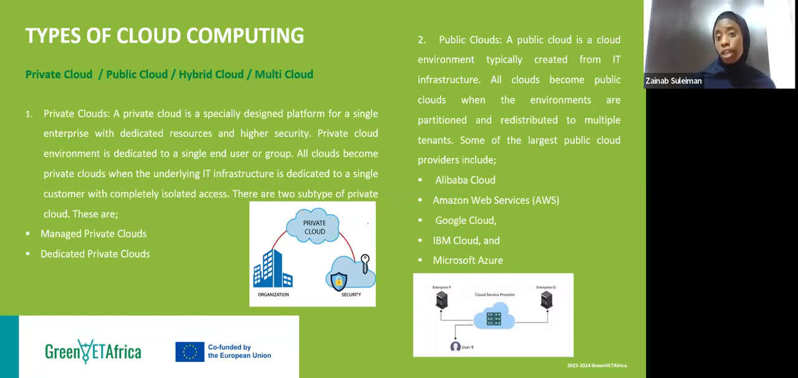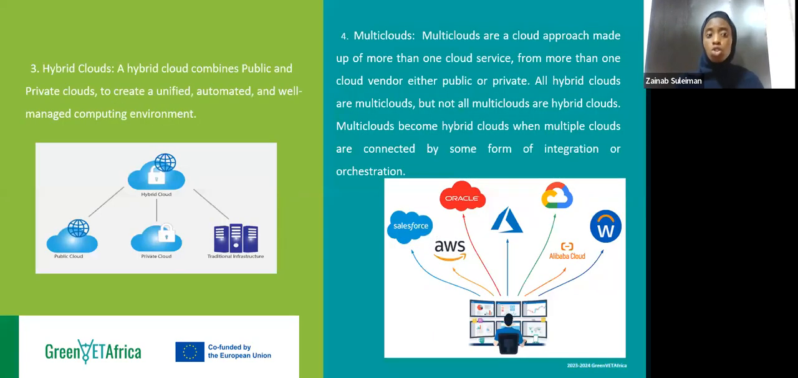And we also have the public cloud. The public cloud is a cloud environment typically created from IT infrastructure. Some of the largest public cloud providers include Alibaba, Amazon Web Services, Google Cloud, IBM, and Microsoft. Also, we have the hybrid cloud. A hybrid cloud combines public and private clouds to create a unified, automated, and well-managed environment, as we can see from the diagram. The last one is multi-cloud. Multi-clouds are a cloud approach made up of more than one cloud service from more than one cloud vendor, each either public or private. All hybrid clouds, remember, are multi-clouds, but not all multi-clouds are hybrid clouds.